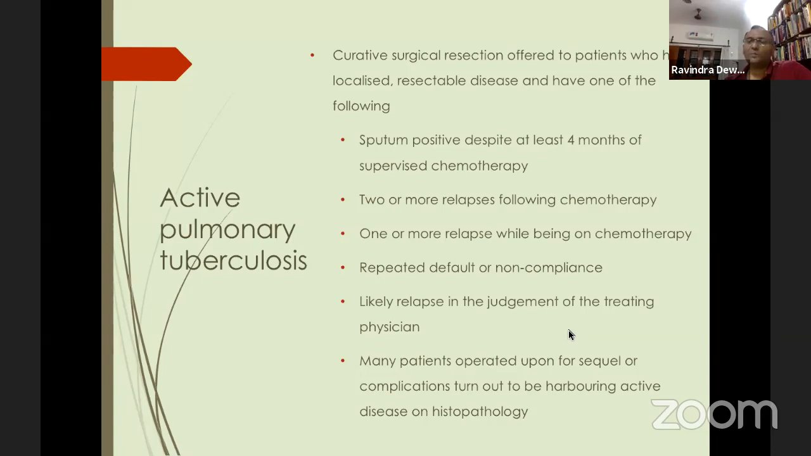Repeated default or non-compliance may occasionally be an indication to add surgical resection if possible in a given case. And this vague-looking indication, likely relapse in the judgment of the treating physician, is very important. You see, in cases of tuberculosis, the physician and the surgeon sit together and see the radiographs of the patient. They feel that such a cavity will not completely heal on medical treatment alone, and surgical resection is added to the medical management. Then the results of making the patient sputum negative and keeping him sputum negative increase much further. And as I mentioned in the last slide also, many patients operated upon for sequelae or complications turn out to be harboring active disease on histopathology.